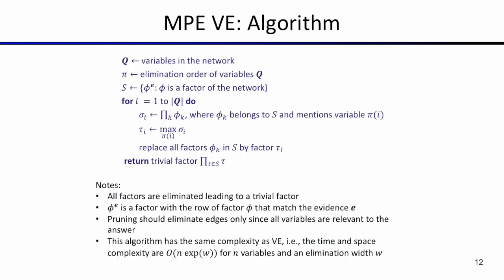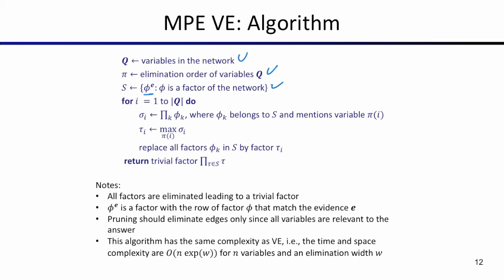Okay, so this is the algorithm that we call MPE-VE. VE is variable elimination. So what we have here: Q, the variables in the network; pi, the elimination order over Q; and S, a set of factors that are reduced to match the evidence. So when we talk about S, we are talking about the factors that we have in the network, reduced to the evidence. So we are eliminating all the rows that do not match the evidence.